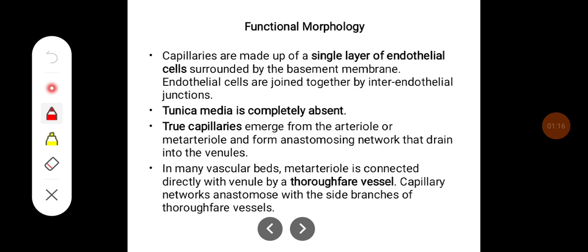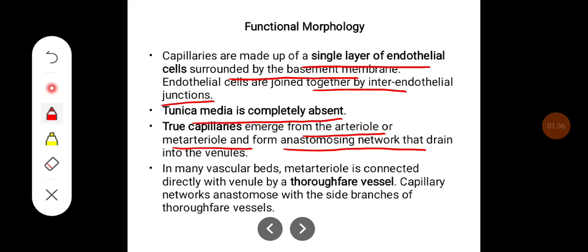If you see the morphology, the capillaries are made up of single-layered endothelial cells surrounded by basement membrane. Endothelial cells are joined together by their interendothelial junctions. Tunica media is completely absent. True capillaries emerge from arteriole or meta-arteriole and form an anastomotic network that drains into the venules. In a microvascular bed, meta-arteriole is connected directly with venule through a thoroughfare vessel. Capillary networks anastomose with the side branches of the thoroughfare vessels.